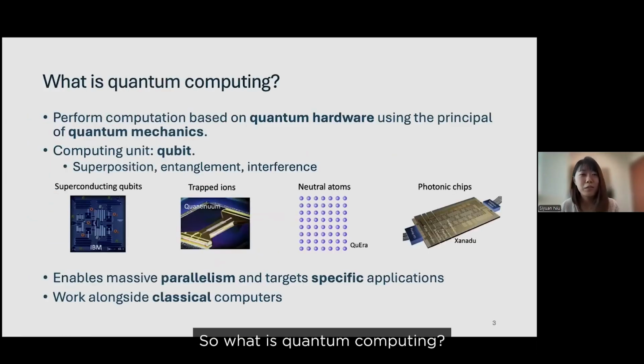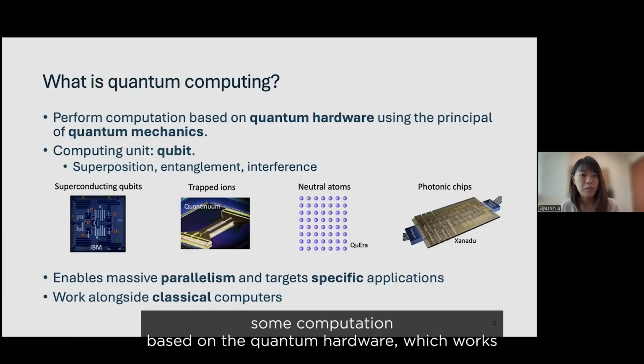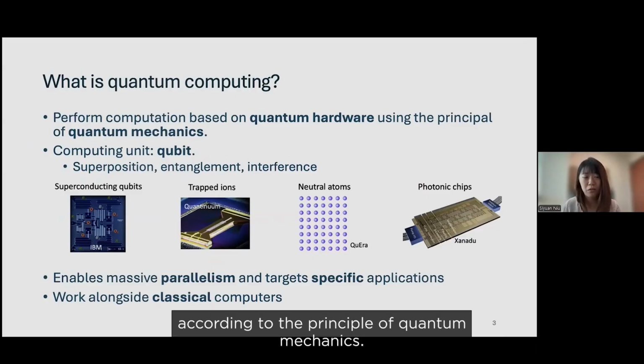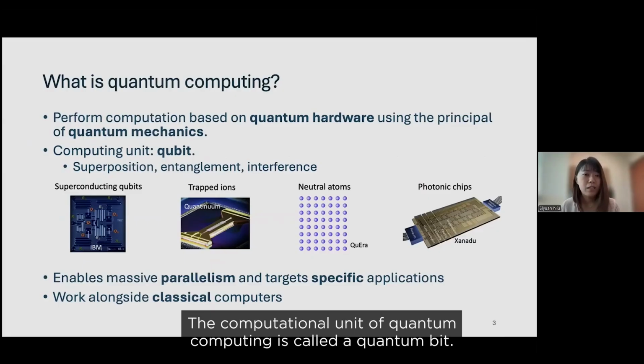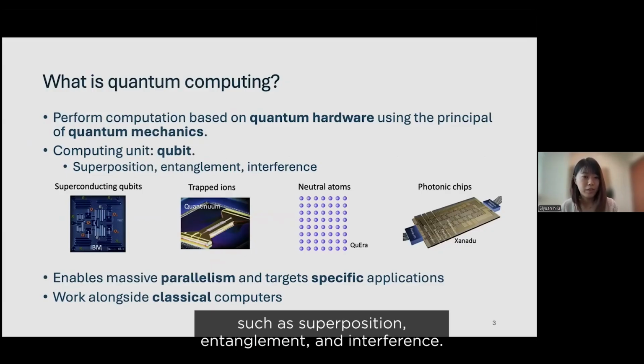So what is quantum computing? Very roughly speaking, we can think of it as performing some computation based on the quantum hardware, which works according to the principle of quantum mechanics. The computational unit of quantum computing is called a quantum bit. We also call it a qubit, which has the unique quantum properties such as superposition, entanglement, and interference.